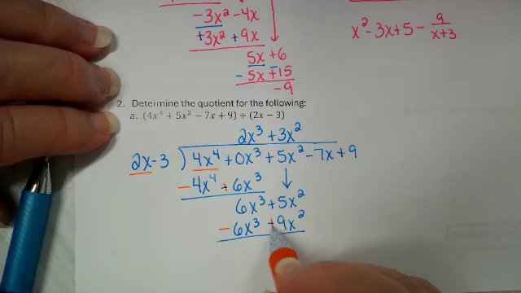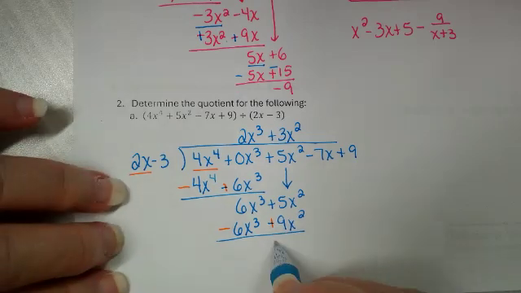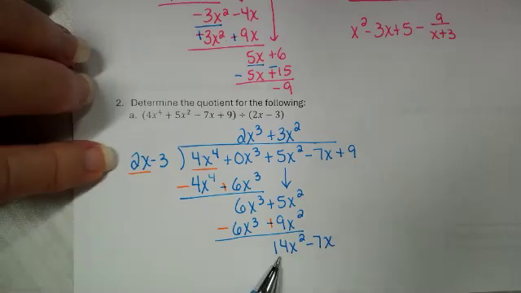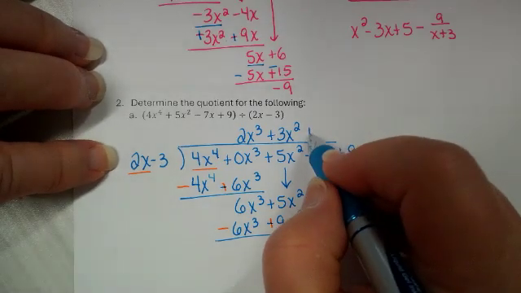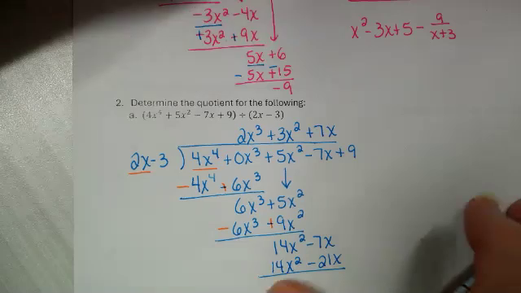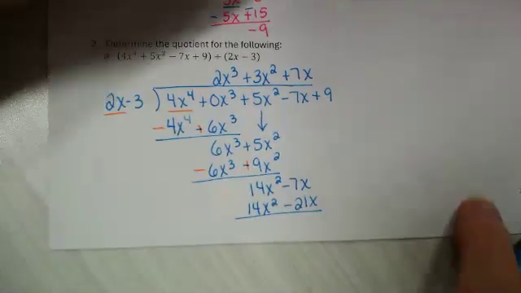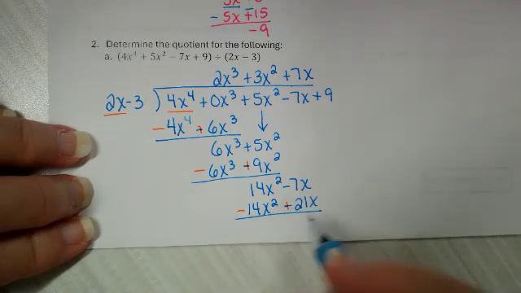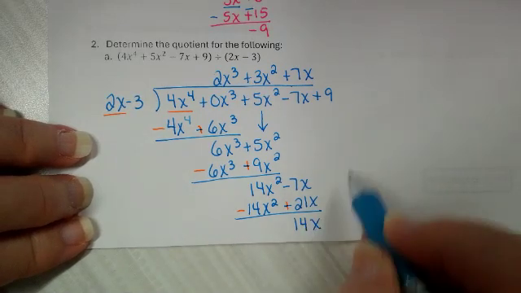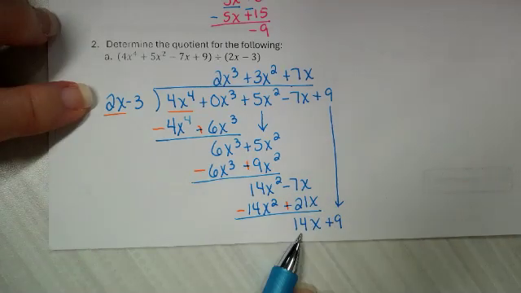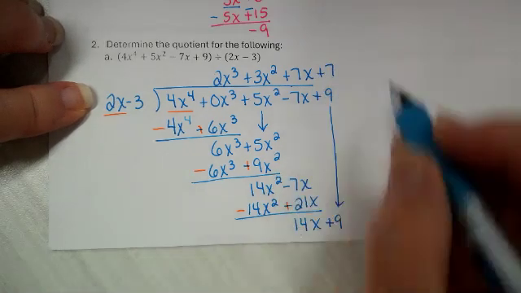Subtraction. Oh, that's a 14 now. Now I divide. This looks like 7x. 14x squared minus 21x. Now we're going to subtract. Negative 7 plus 21x is 14x. Bring down the 9. So this is a 7.